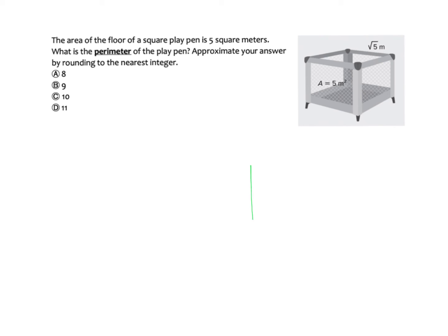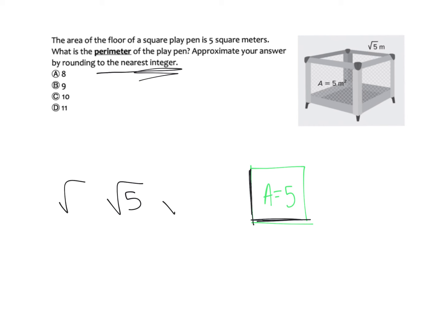All right, so this next one says the floor of a playpen has an area of 5. I want to know, what is the perimeter of that playpen? Let's think about this. We know something times something has to be 5. To figure that out, we would have to do the square root of 5. Now, we're rounding to the nearest integer, which is kind of nice. So what's close to the square root of 5? Well, square root of 4, square root of 9. That answers 2. That answers 3.